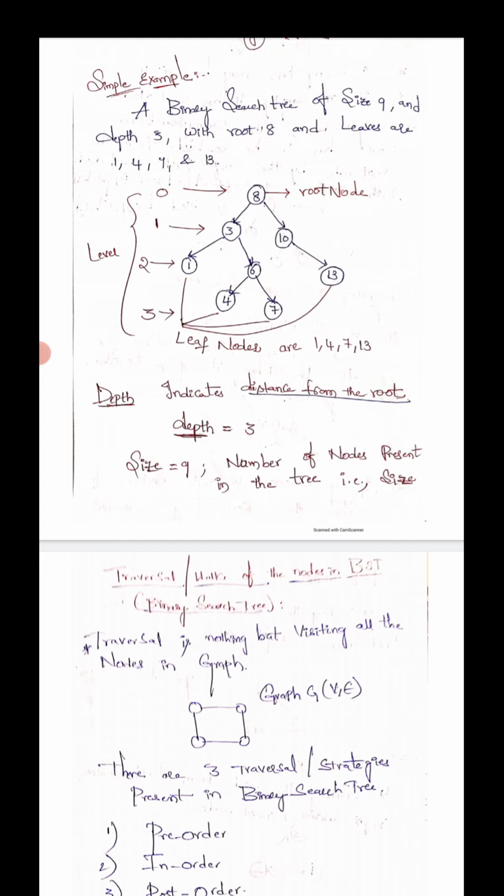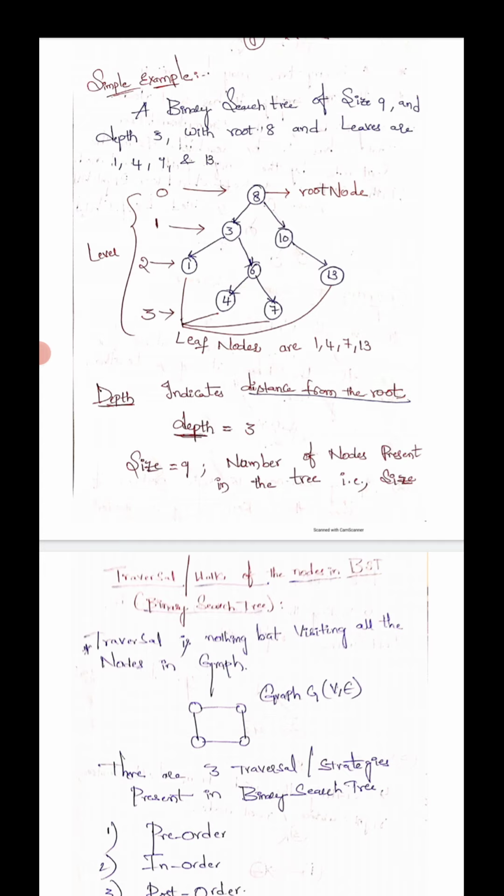Okay, this is nothing but, let us say, a binary search tree. Here look at whatever they give in the question with root node 8. Yes, exactly, the leaf nodes are 1, 4, 7, 13. These are the leaf nodes.